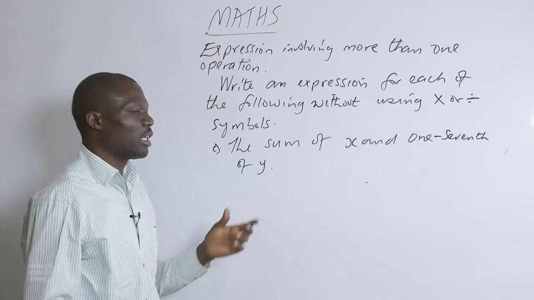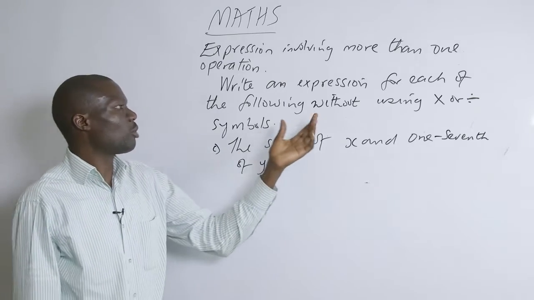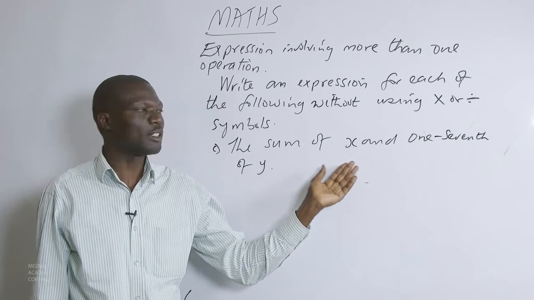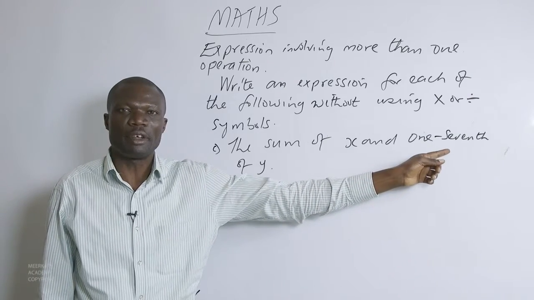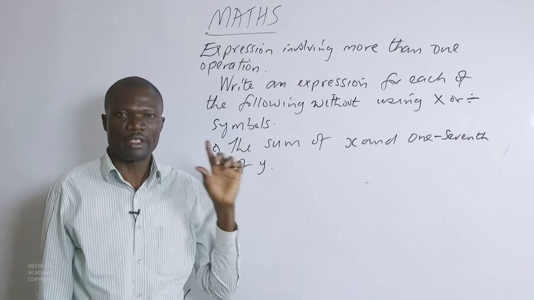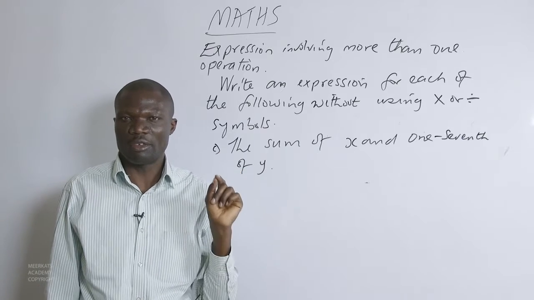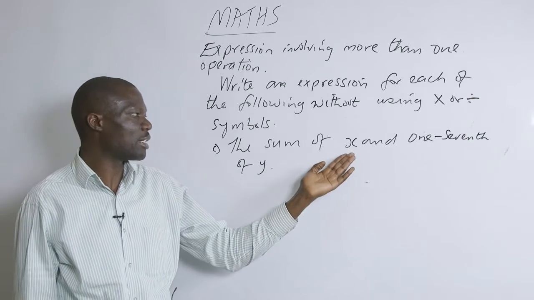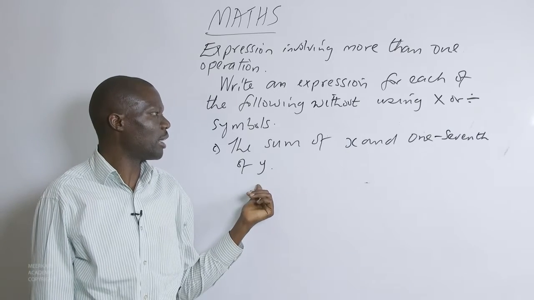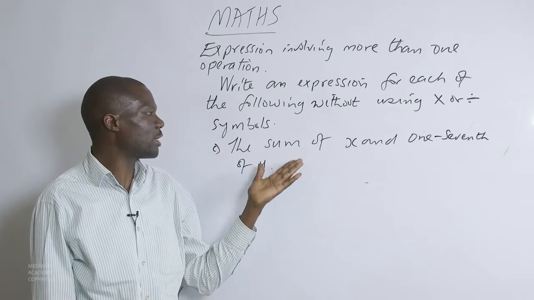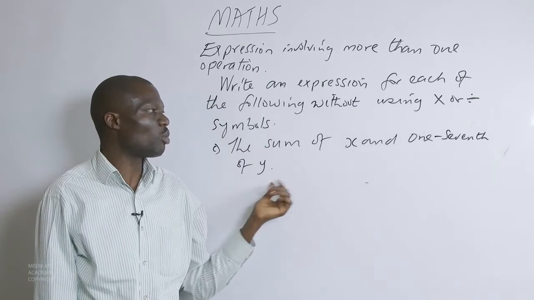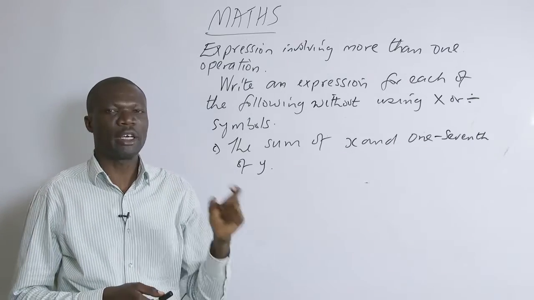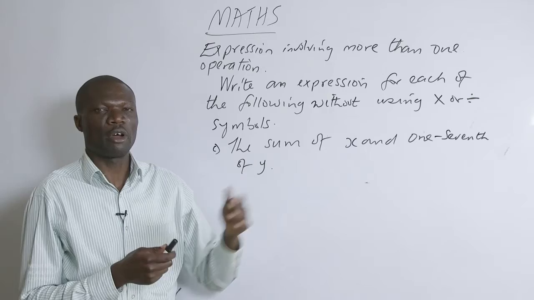The next question is asking us to give an expression for the sum of x and 1/7 of y. The pronumerals we have are x and y. But before we take the sum, we need to know what about y. It is 1/7 of y. So y has a coefficient which is 1/7.